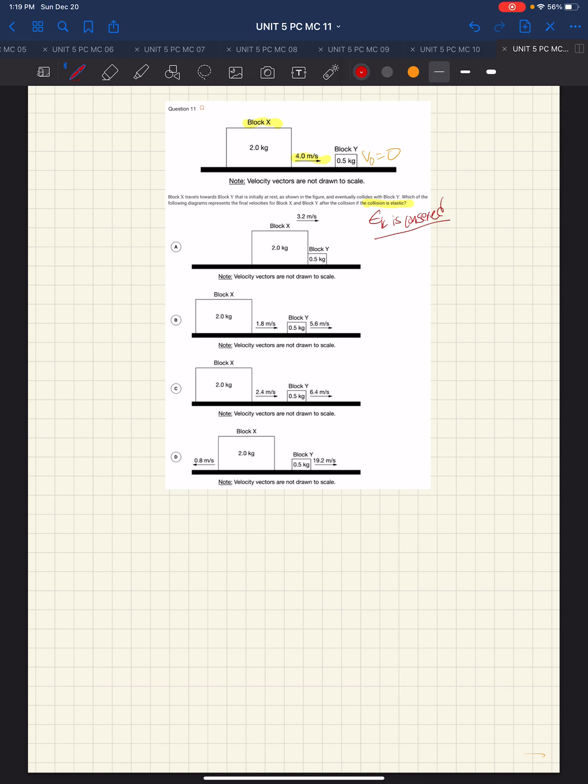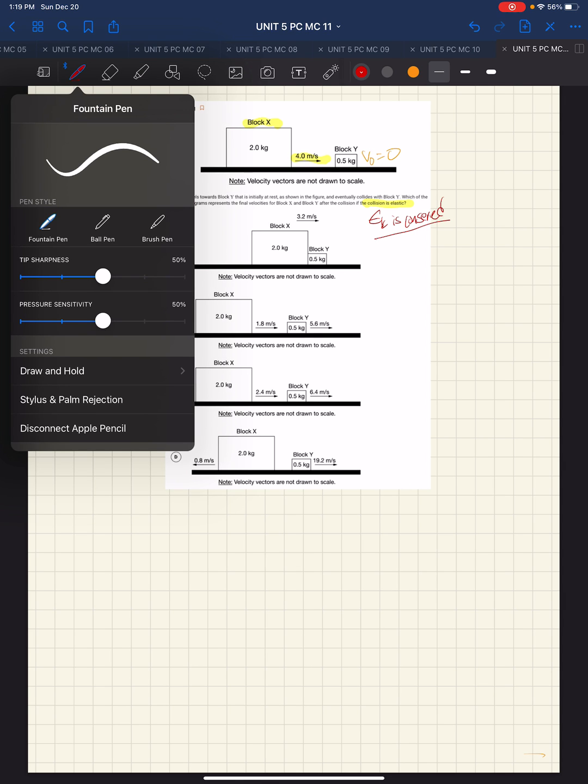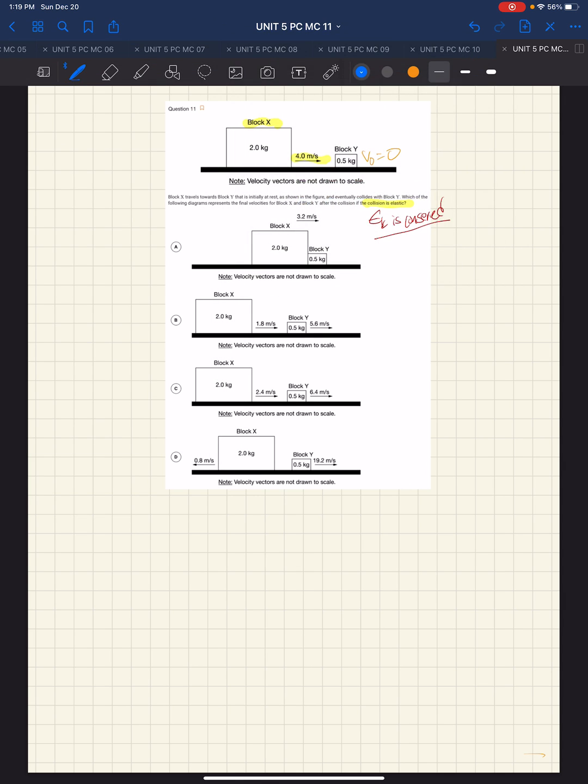So we look at the first choice that we have. Let's approach this conceptually first. Looking at the first choice, we see this is a sticky collision, which we generally associate with inelastic. The second one is bouncy, which can be elastic. The third one is bouncy, and the fourth one is bouncy. So right off the bat, it looks like we're going to eliminate choice A because the kinetic energy is not conserved.